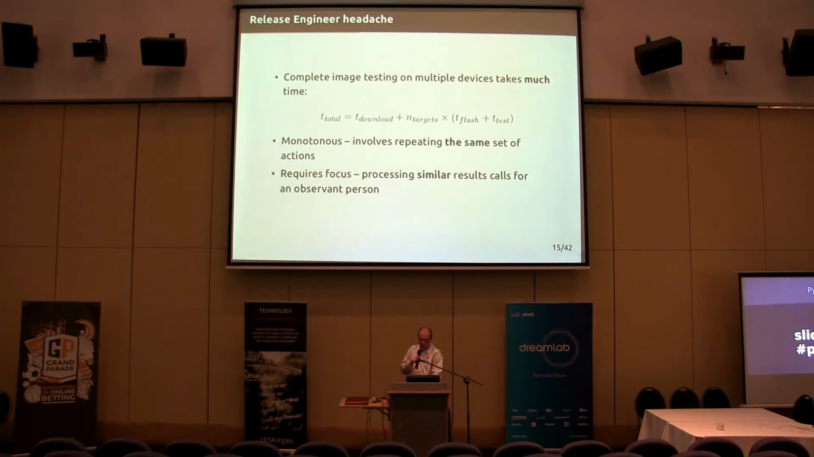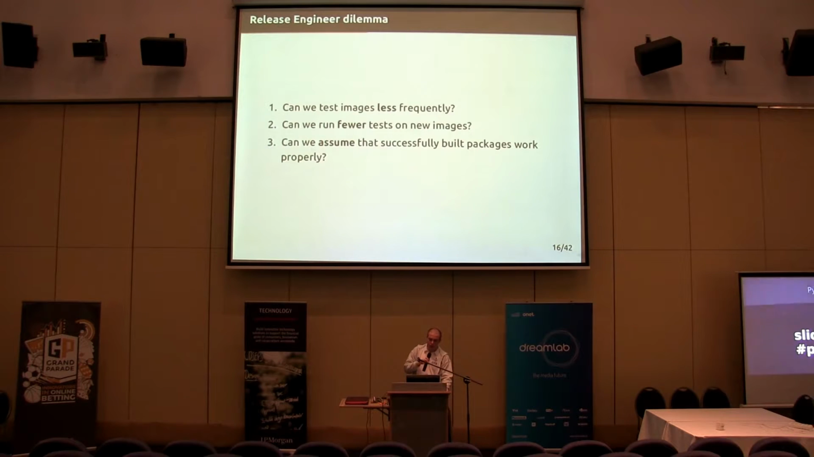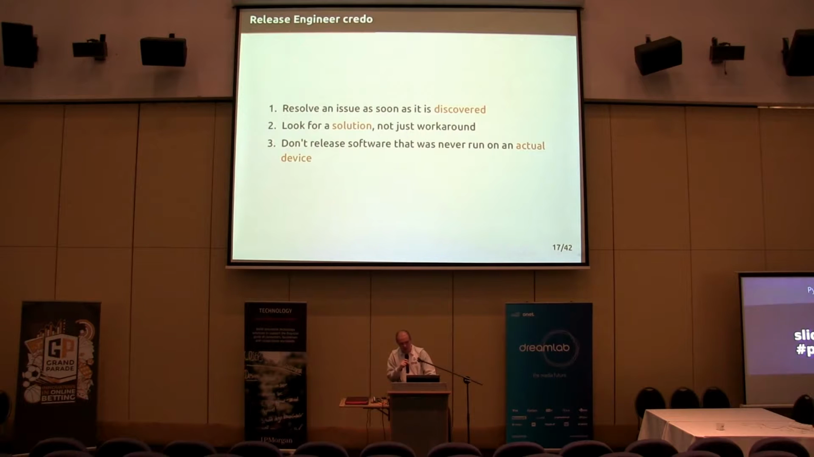So we asked ourselves, maybe we should test images less frequently. Maybe not all the changes that are pushed back to the main repositories require such thorough tests. We also thought that maybe fewer tests would be sufficient, and maybe it would help us make the whole process faster. And we also thought about the idea of assumption: maybe if the packages are built successfully, we can assume that they will work properly as well. However, this is not how we do it.